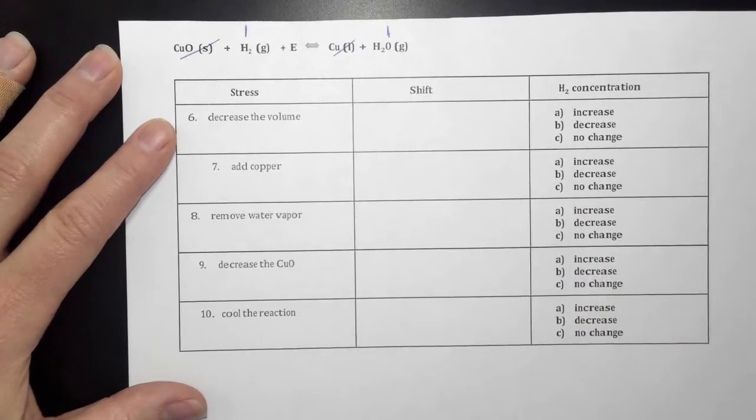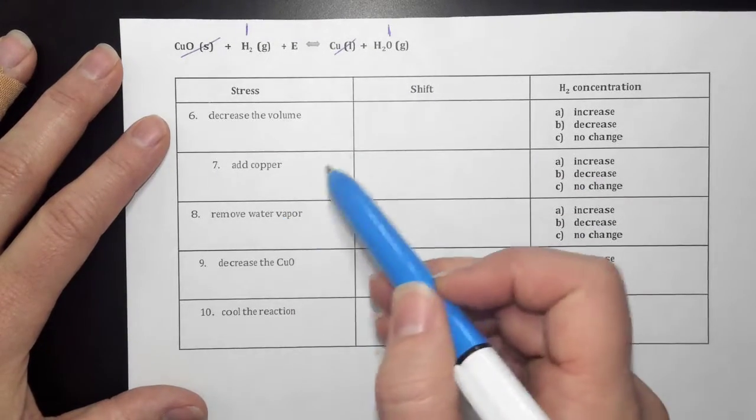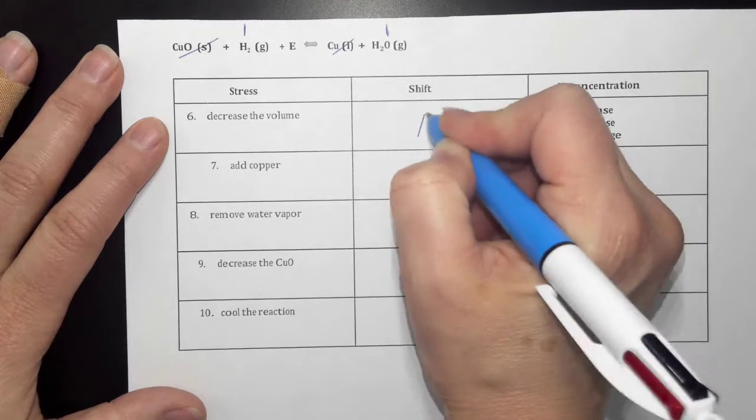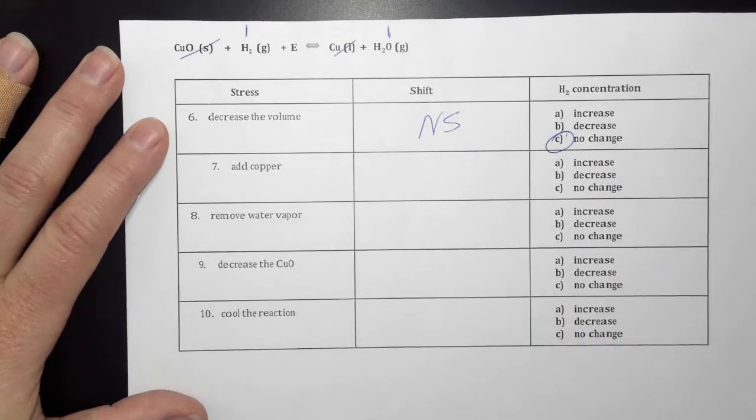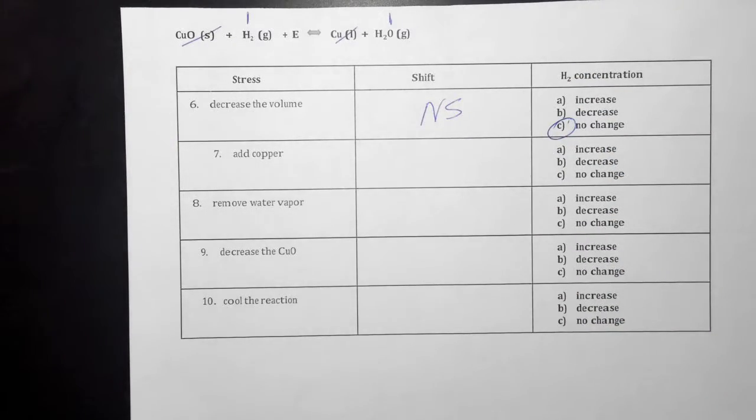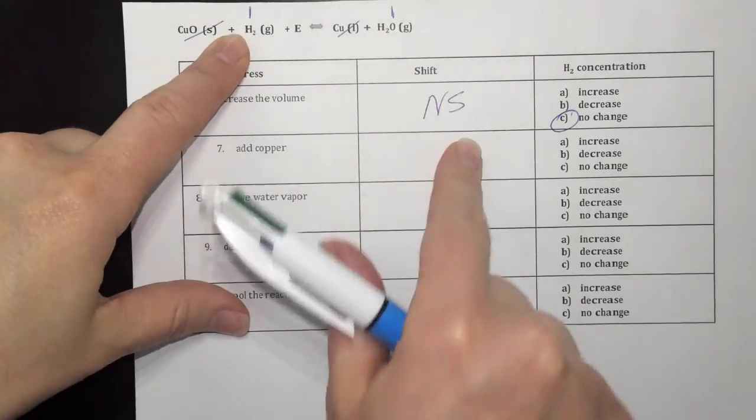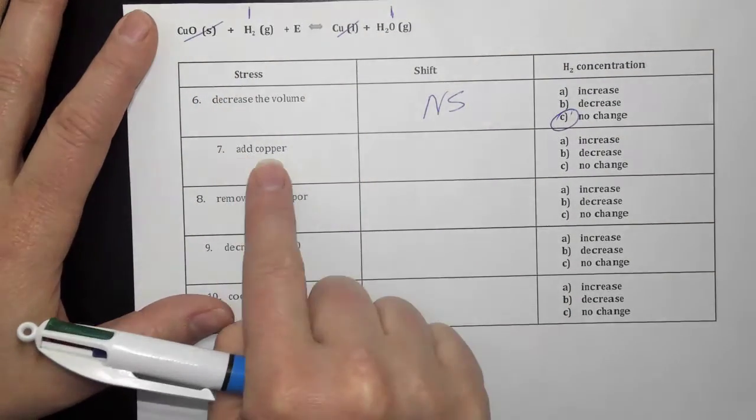So let's look at the first question. It says decrease the volume. All right, so Steph, I look at the equation. It's a 1 and a 1. Will there be a shift based off of this? So no shift, no change. And it feels awkward to say that. Sometimes you're just like, okay, that doesn't feel right. But it is. There's no preferred side, so there's no shift.